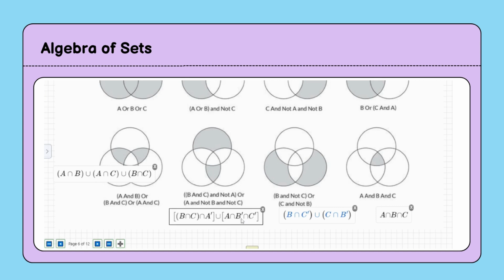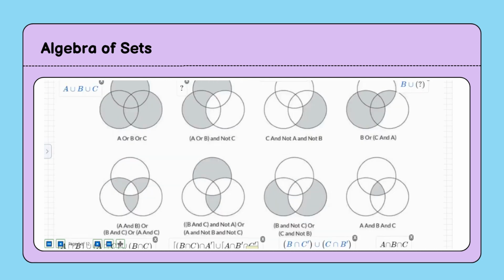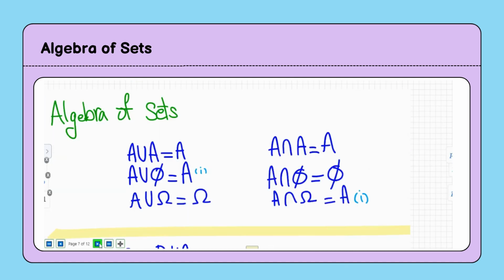Next one, again, since the first part we have B and C and not A, I put the first two as it's written in the sentence in parentheses, and then and not A goes in another parentheses. The next one, again, between all of them is and. These are a great way to practice. Let's go to algebra of sets.